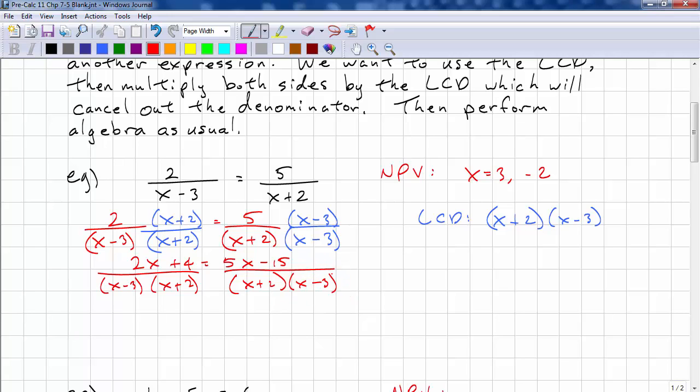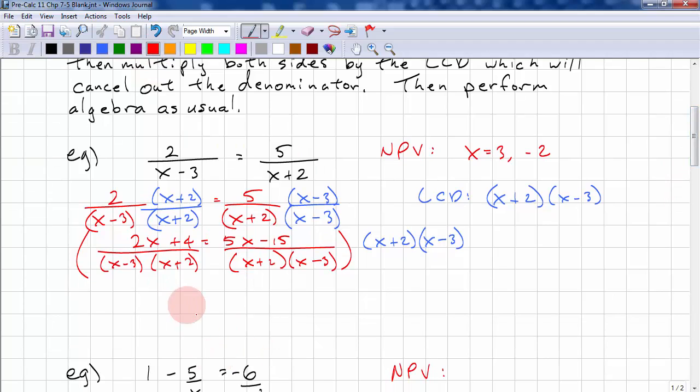And we're multiplying both sides by x plus 2, x minus 3. That means this will cancel out with this, will cancel out with this. And we get 2x plus 4 equals 5x minus 15.